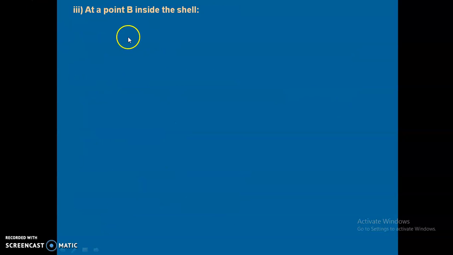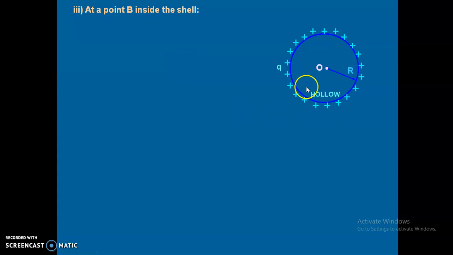Next, now at a point P inside the shell, we are going to consider a point which is inside the shell. Let us assume the spherical shell once again and assume a point B which is inside the shell. Now this time we have to assume a Gaussian surface which passes through this point B and lies inside the spherical shell, right?